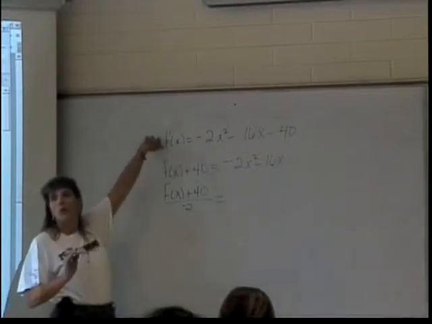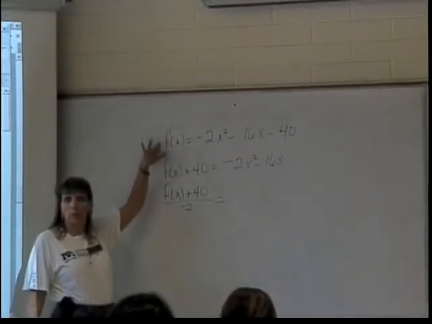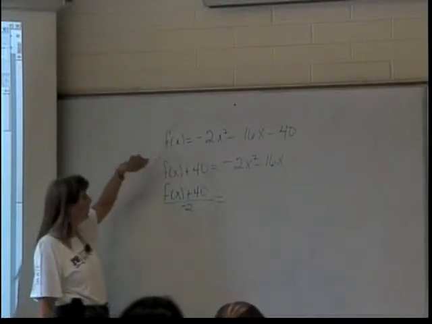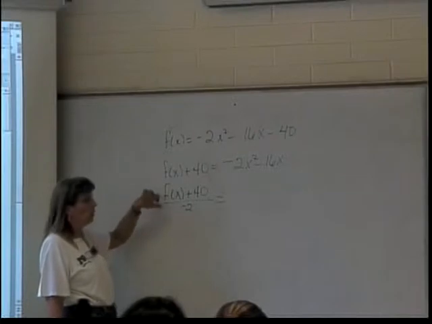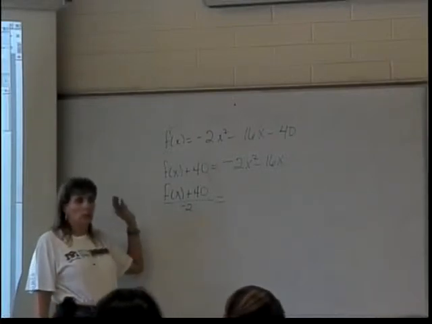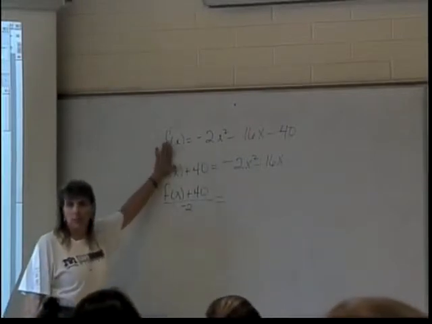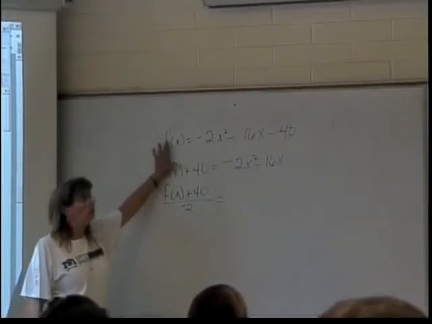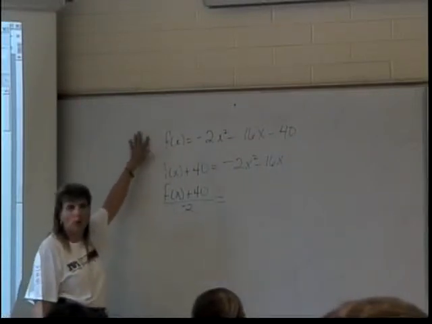Notice, f of x did not become 0. Some people started making this 0, and then when they got here, they only had 40, and when they got here, they only had negative 20, and they lost part of their information. So that's one thing that was a mistake that was made before. Don't make this 0. This has to stay something. You can make it y if you want, but don't make it 0.